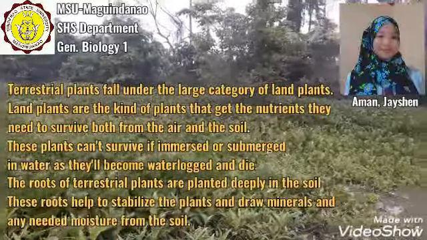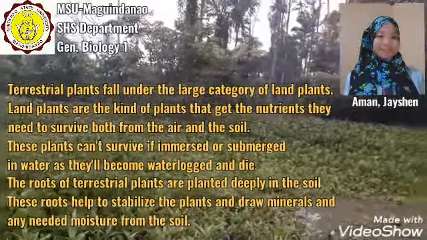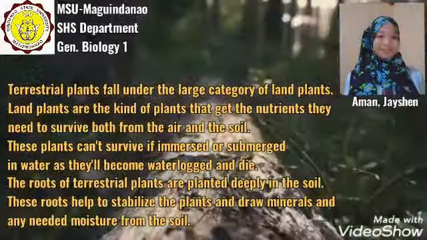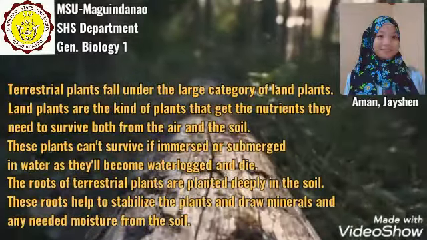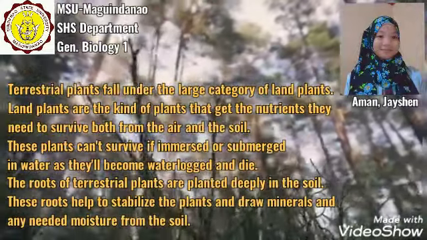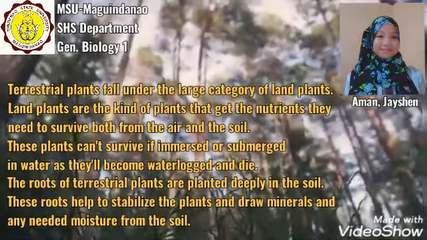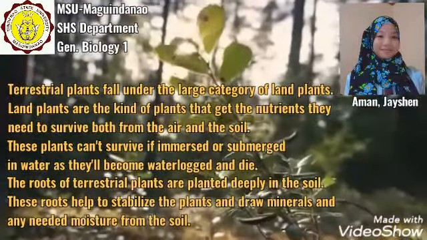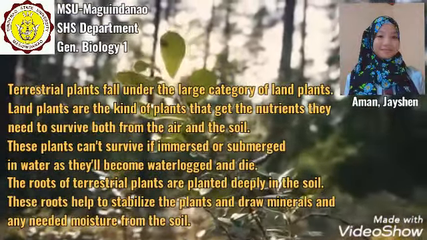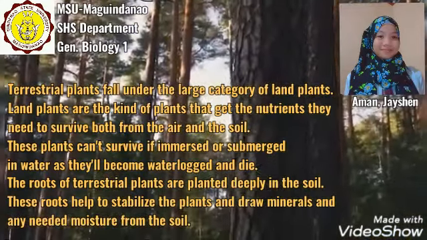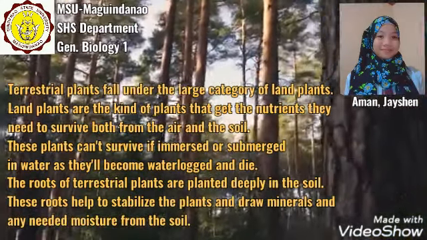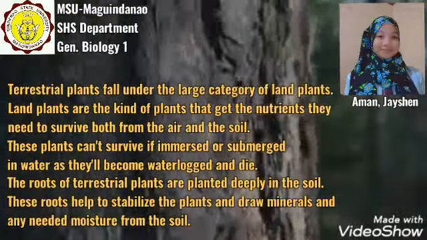Land plants are the kind of plants that get the nutrients they need to survive both from the air and the soil. These plants can't survive if immersed or submerged in water, as they become waterlogged and die. The roots of terrestrial plants are planted deeply in the soil. These roots help to stabilize the plant and draw minerals and any needed moisture from the soil.